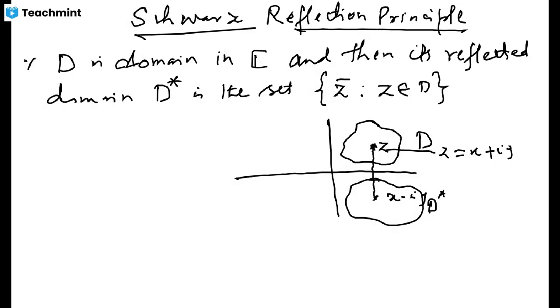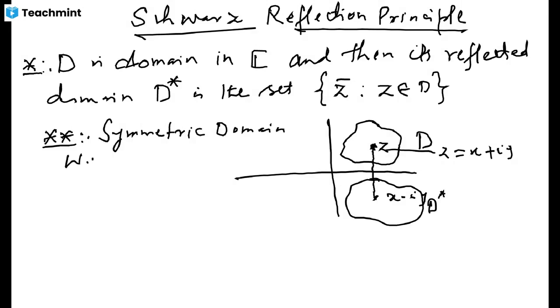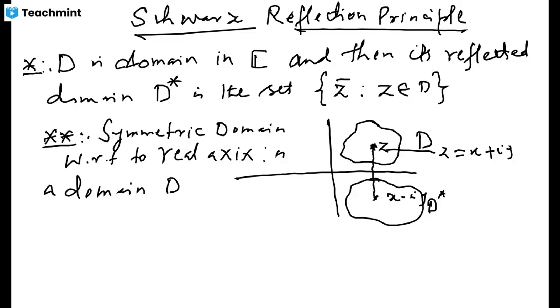Another thing that we might require to say: when we say that something is a symmetric domain with respect to the real axis, it is a domain D such that its reflection is the domain itself.